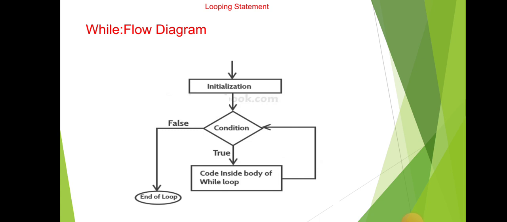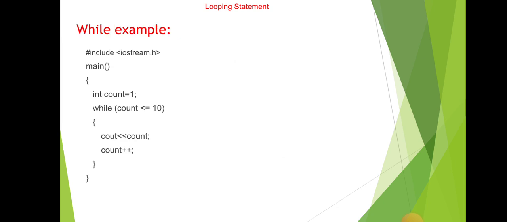This is the flow diagram for while. Check the condition. If the condition is true, execute the statement, and again go to check the condition. Otherwise, it comes to the end of the loop. This is an example for while statement. Initialize the value, check the condition, while the count is printed. Next, the count is incremented. Again, it goes to check the condition. In this way, the values are printed from 1 to 10.